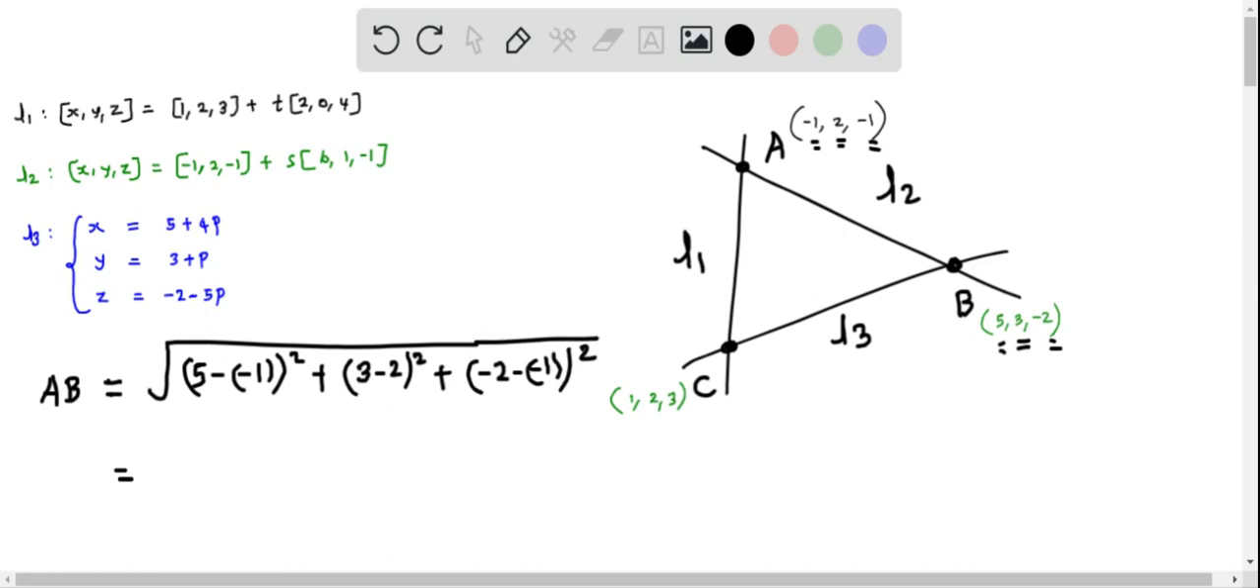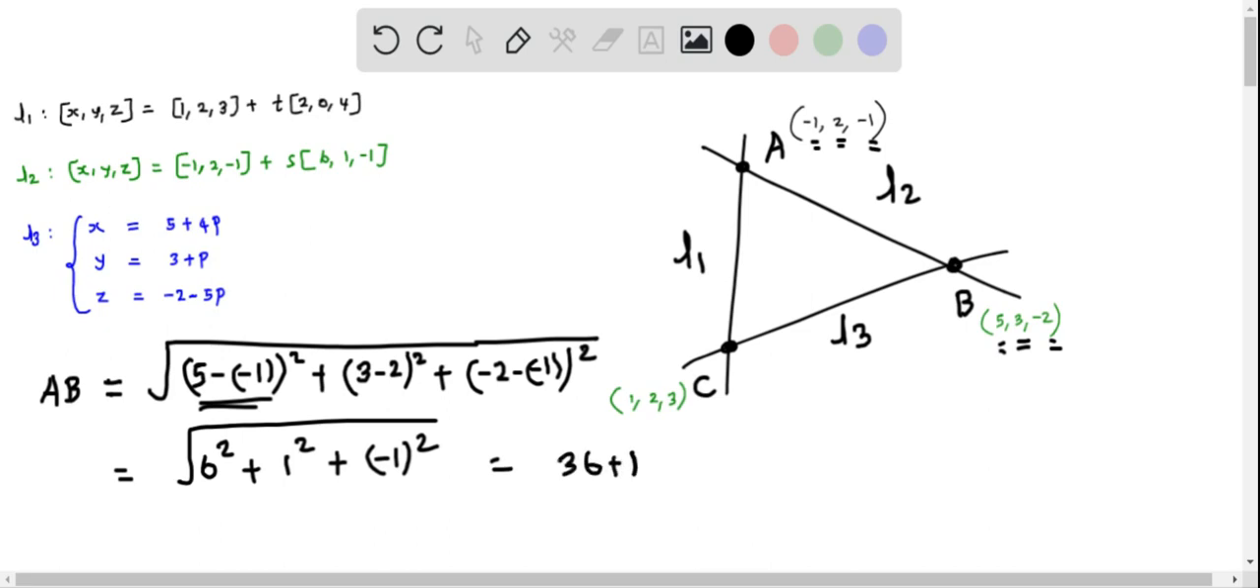Let's evaluate this. 5 plus 1 is 6, so this is 6 square, and 3 minus 2 is 1, 1 square, and negative 2 plus 1 is negative 1, quantity square. So 6 squared is 36, 1 square is 1, and negative 1 square is positive 1. Therefore this equals under the root 38. So the distance AB, that is the side length AB, equals under the root 38. So I can mark under the root 38 here.